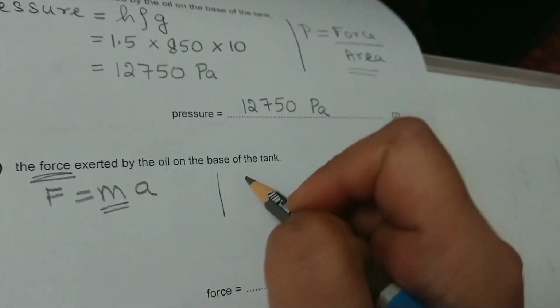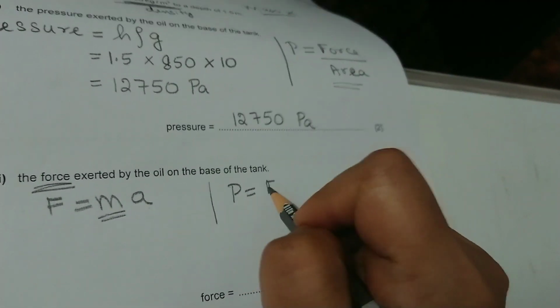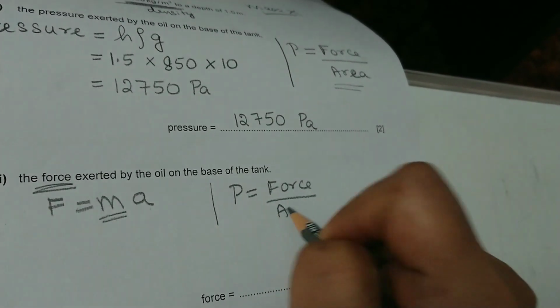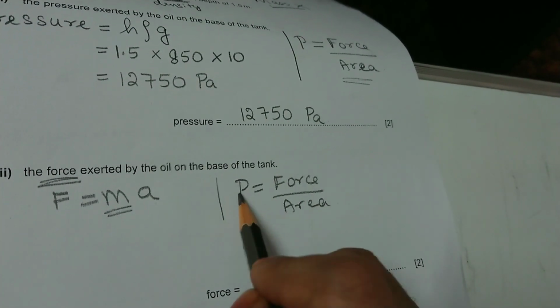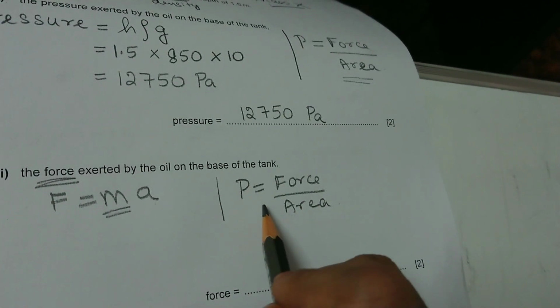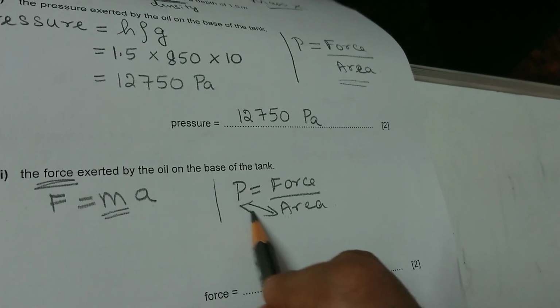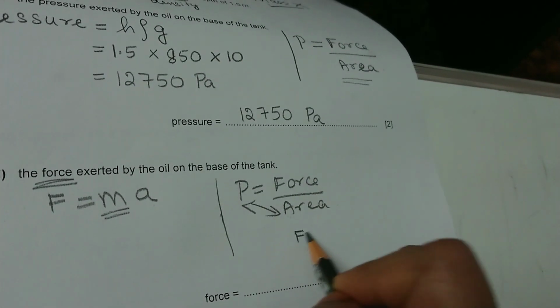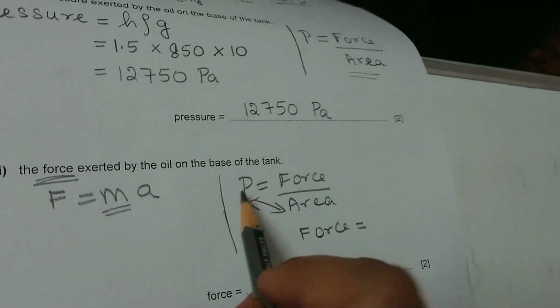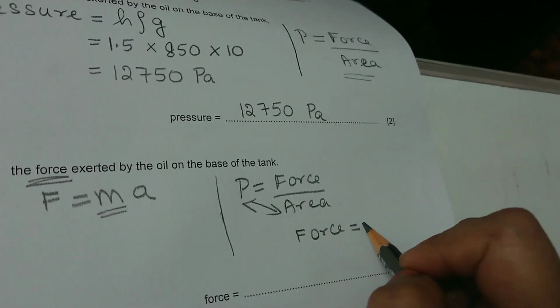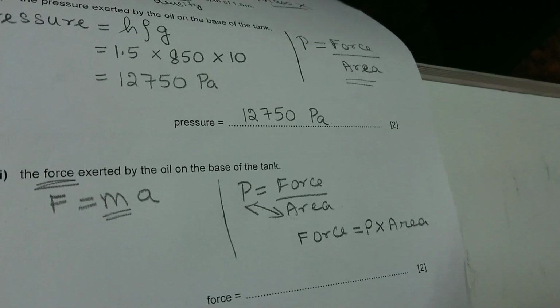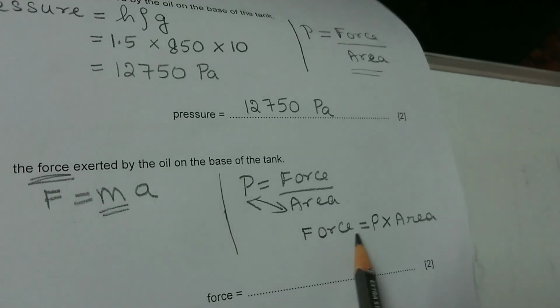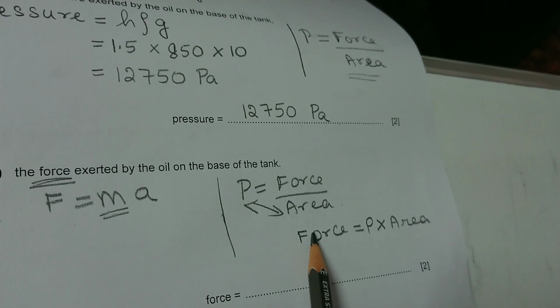And also we know that pressure equals force over area. Correct? Therefore, we can change the subject of the formula. That is, cross multiply this. That is, force equals pressure times area. Pressure times area. Okay, so you can use any one of these formulas.